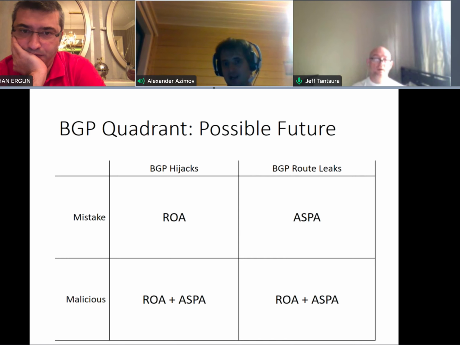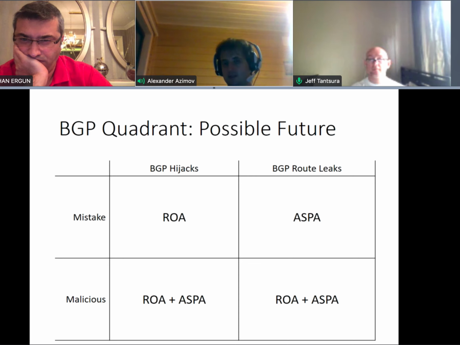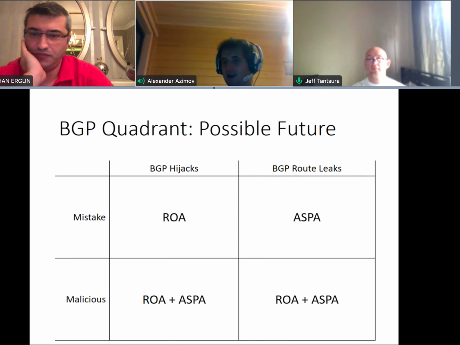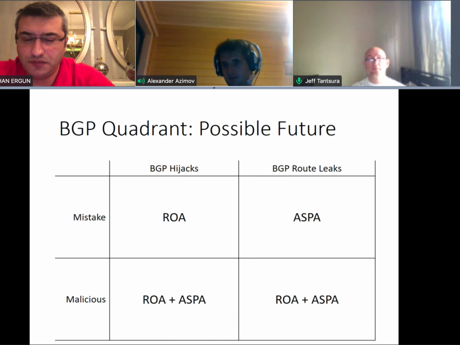Yes. So ASPA without ROA can fight mistake route leaks. ROA without ASPA can fight mistake hijacks. Together, they can fill the gap to detect malicious activity. Maybe one day we will end up with this kind of system. I will be glad to see it, but it will be one day.